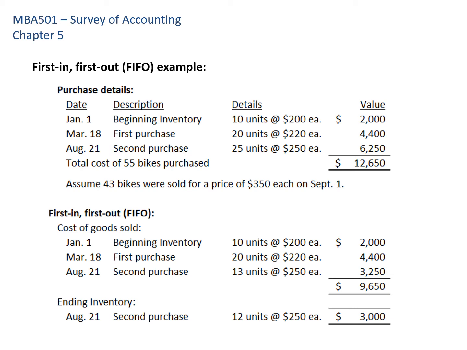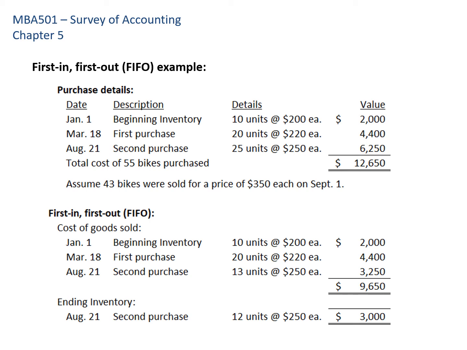On March 18th, we make our first purchase. We buy 20 bikes at $220 each. And then on August 21st, we make a second purchase, 25 bikes at $250. So I've got 55 bikes that cost me $12,650, okay? In this simple example, we make one big sale of bikes on September 1st. We sell 43 of those 55 for $350.